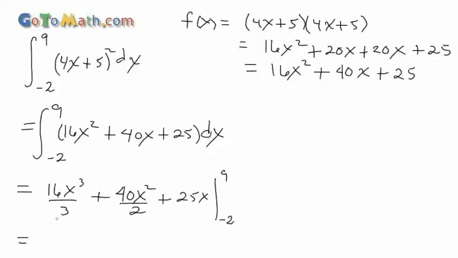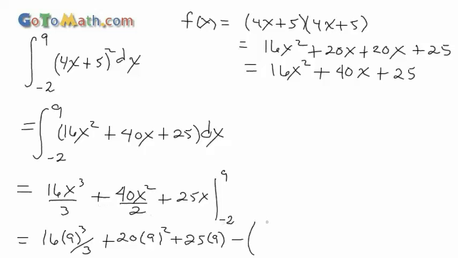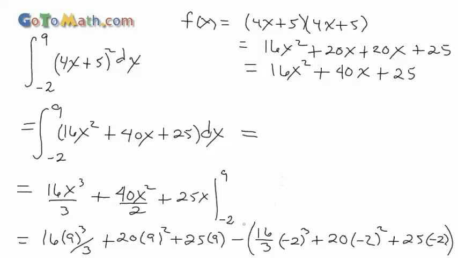So go ahead and plug all this stuff in. So 16 over 3 times 9 cubed, plus, and of course we can break that down, 20 times 9 squared plus 25 times 9. And then we got 16 over 3 times -2 cubed plus 20 times -2 squared plus 25 times -2, and we'll close that up right there. I'm going to put an equal sign right here. I'll let you get this, and I'm going to pause this and check this thing.